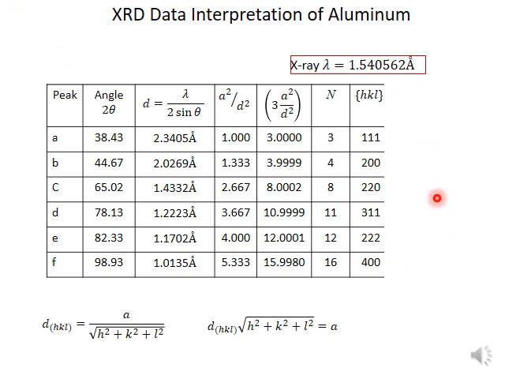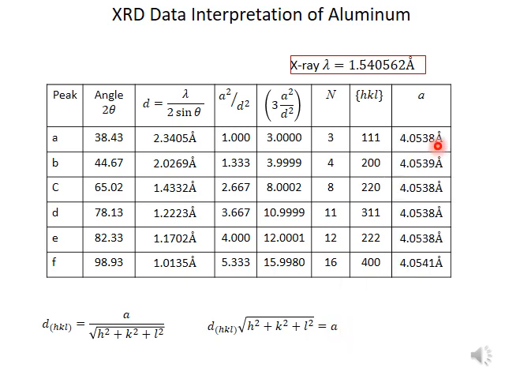Since we now know the HKL indices of each of these planes, and we know the interlayer distances for these planes, using this formula I can rearrange it like this. I know D for each of these HKLs, and I know the HKLs themselves. So what I can find is A, where A is the lattice constant, which is the length of the side of the conventional unit cell of the face-centered cubic system for aluminum.